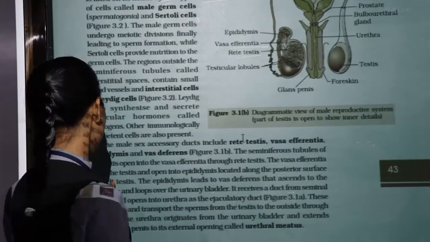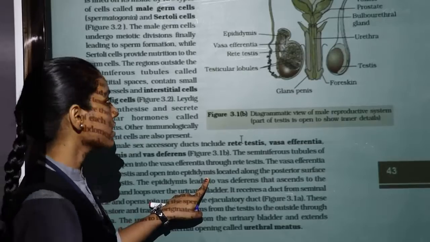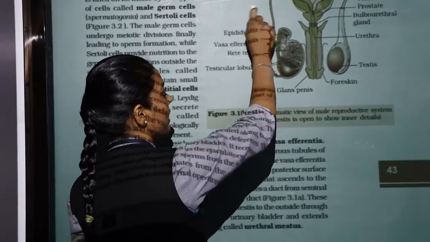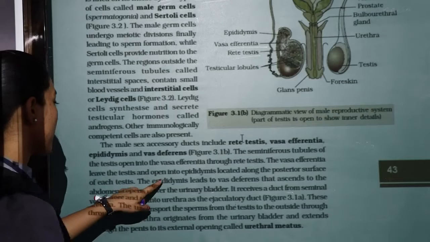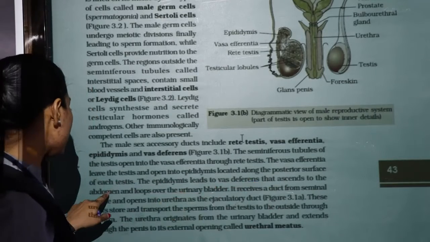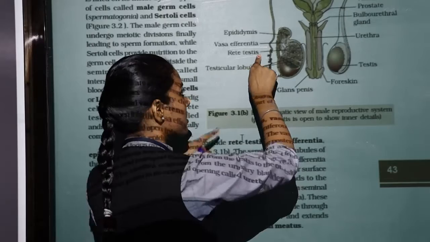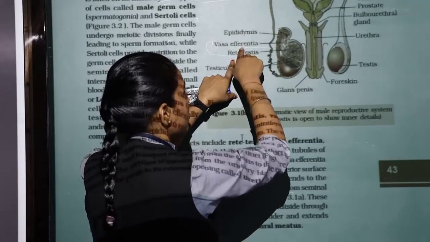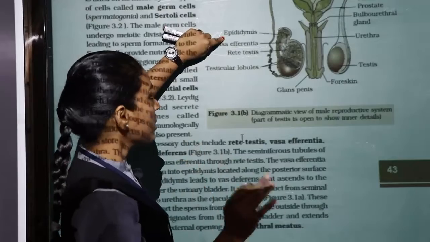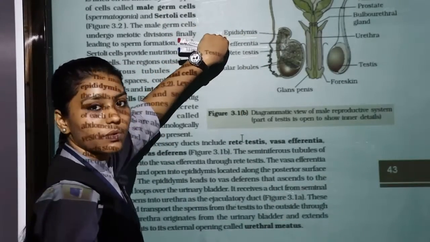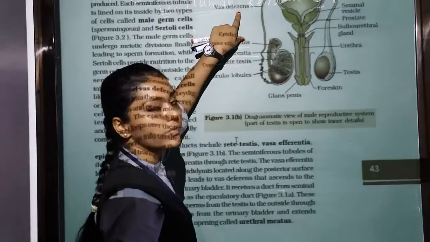Then it is also said that vasa efferentia leaves the testes and opens into the epididymis, which is located at the posterior surface. Once it is carried, it moves on to the epididymis. Here it is said that the epididymis leads to vasa deferentia that ascends to the abdomen and loops over the urinary bladder. So the sperms are first carried by rete testis, then pass on to vasa efferentia, and then vasa efferentia will carry them to the epididymis. If fertilization does not happen, then they are stored in the epididymis. And then from the epididymis it is carried to vasa deferentia or vas deferens.